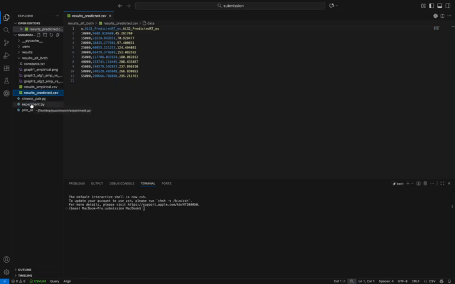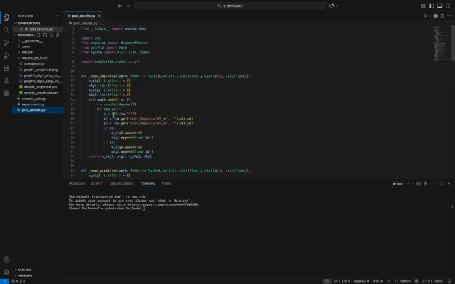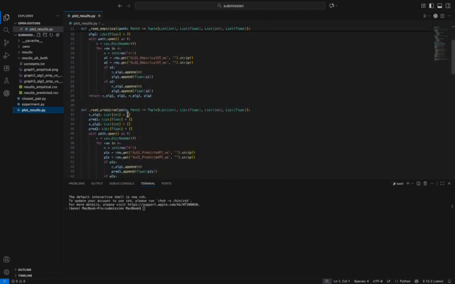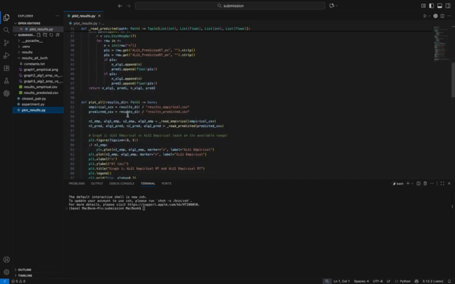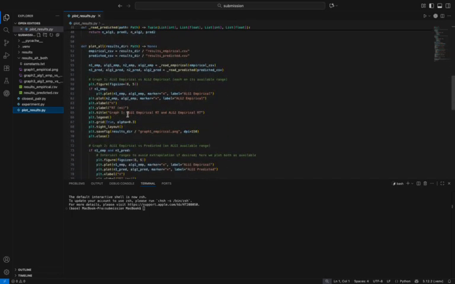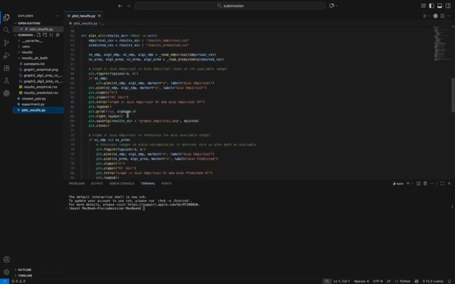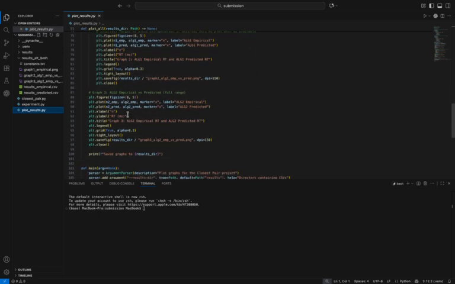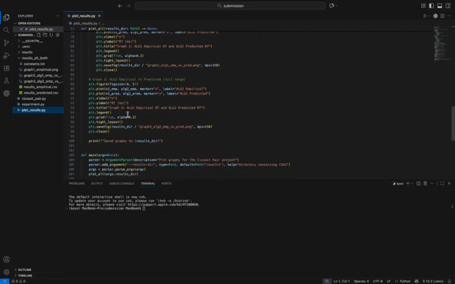The next one is plot results. This script reads both CSVs, joins on n, and makes three graphs with visible data marks, no smoothing. Graph 1 compares the empirical runtimes of brute force versus divide and conquer, and graph 2 is algorithm 1, brute force empirical versus predicted. And graph 3 compares divide and conquer empirical versus predicted. And they are also saved to the results folder, so I can just show you without rerunning it.